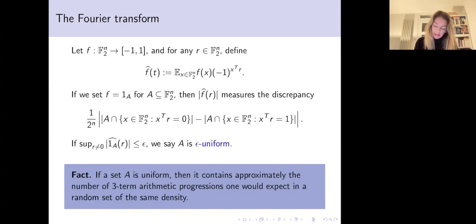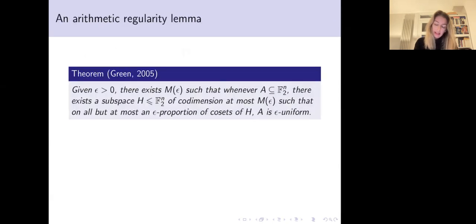So here then is a very explicit manifestation of the structure randomness dichotomy in a group such as F2 to the n, which is what we're sticking with for the moment. This is due to Ben Green from 2005. It says that given an epsilon greater than 0, there exists a constant m that depends only on epsilon, such that whenever A is a subset of F2 to the n, then we can find a subgroup H of F2 to the n of codimension bounded by this constant m of epsilon, such that on all but at most an epsilon proportion of the cosets of H, A is epsilon uniform.